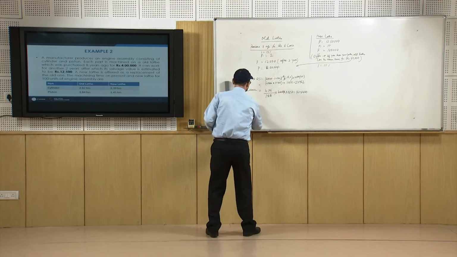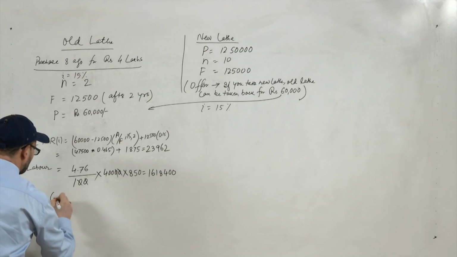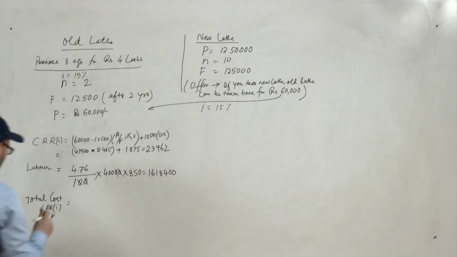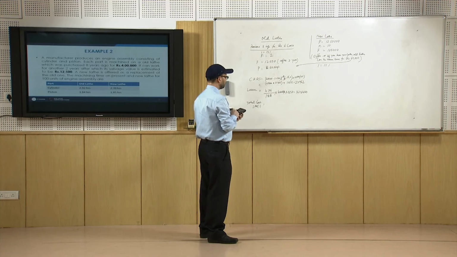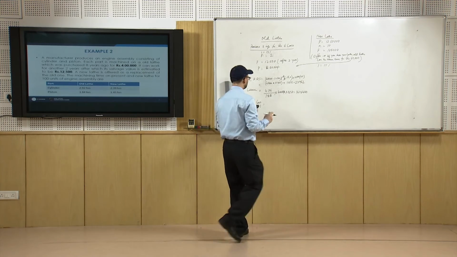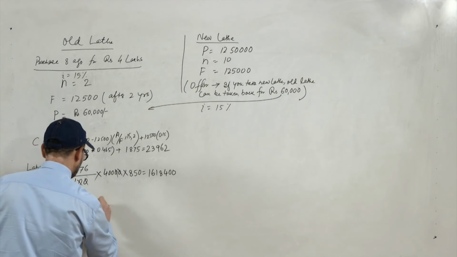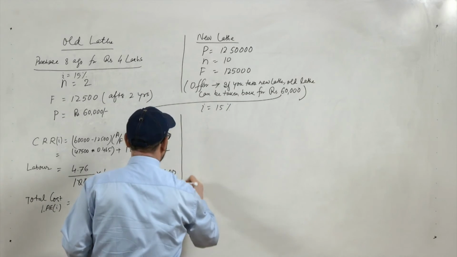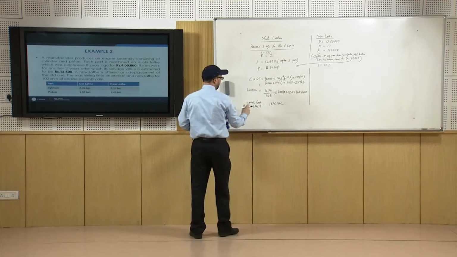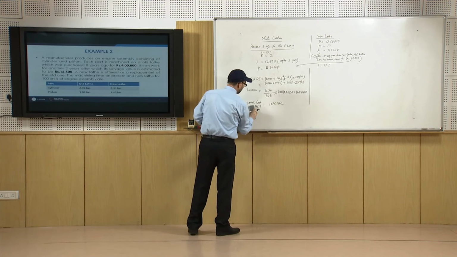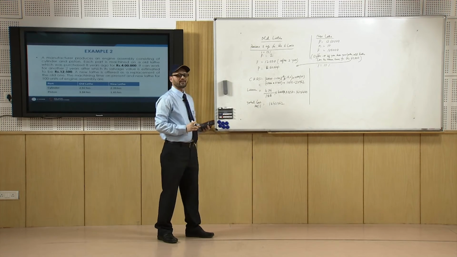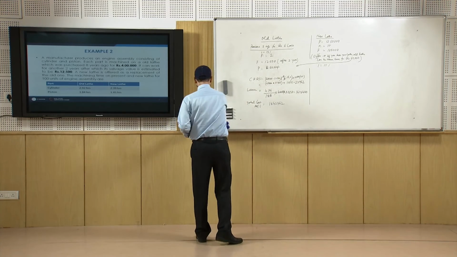So, the total cost, AEI, is coming as 16,42,362. Now, let us see for the challenger. So, for the defender we have got the annual equivalent value, the total annual cost, equivalent to 16,42,362.